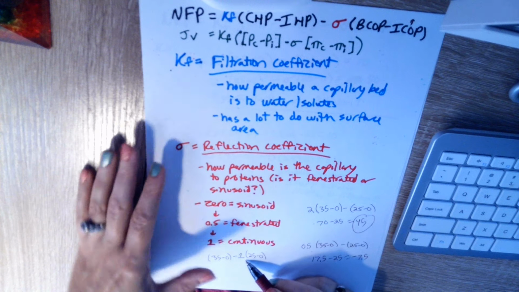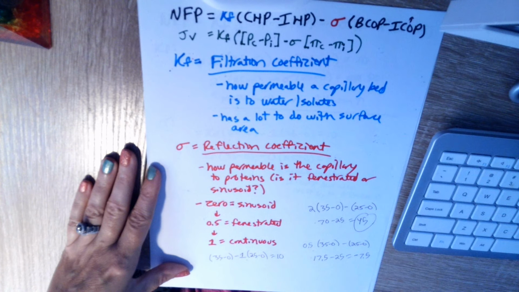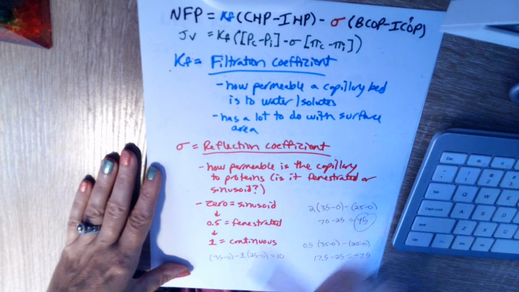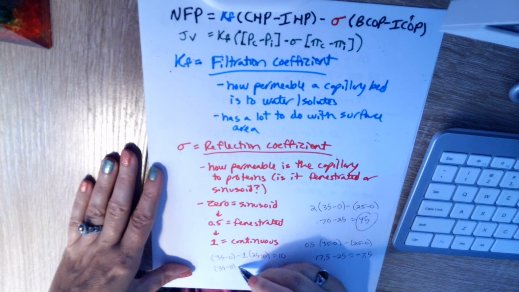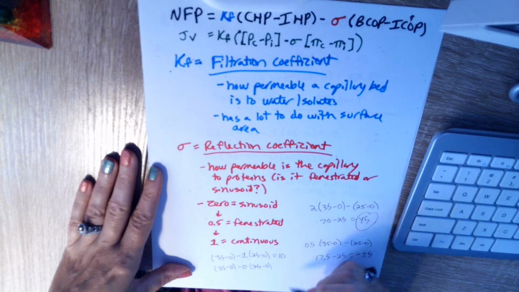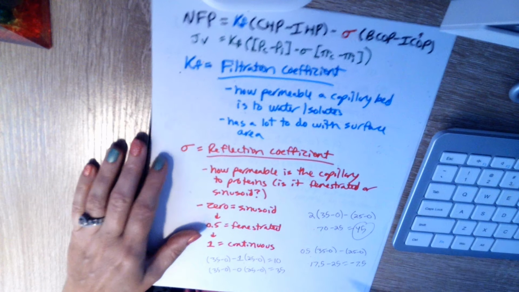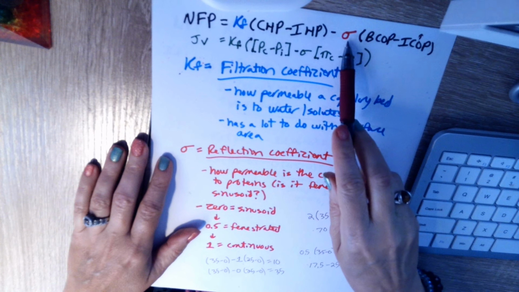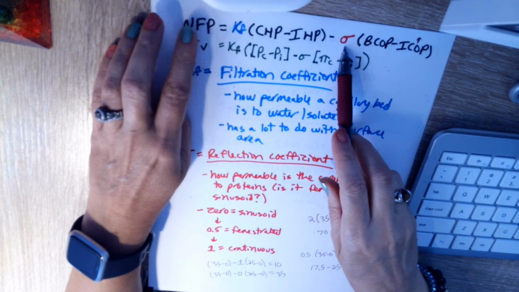So when we do that, it hasn't changed anything at all, so we just get 10, just like we did before. Now let's make it 0. Let's just be extreme about it. So 35 minus 0, like before. Now we have 0 times, and now it doesn't matter what numbers we're putting in here, because when you multiply by 0, it makes this whole thing 0. So 35 minus 0 is 35. So the lower this reflection coefficient went, the higher the net filtration pressure goes.